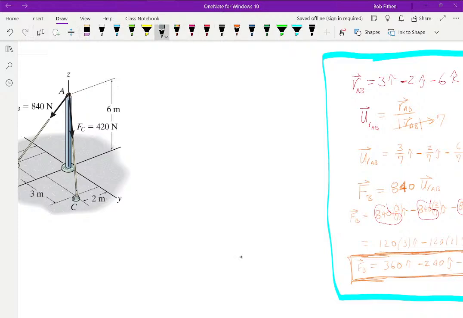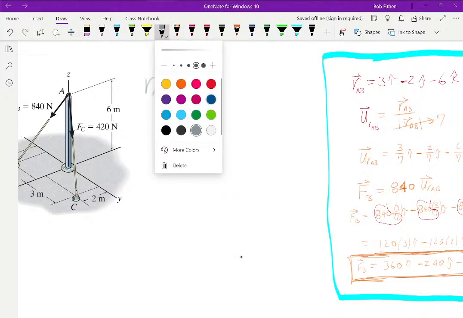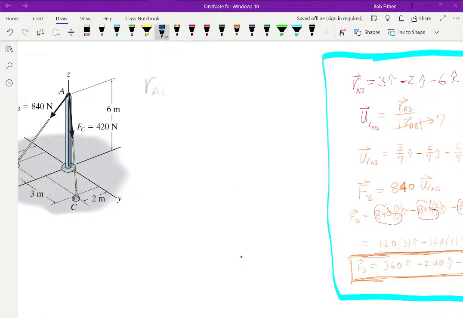So let's do it here. So we're looking for R, a vector drawing from A to C. So we want to draw a vector from here. R, A to C. So we're going to draw a vector down this cable in the direction from A pointing to C. Why are we drawing it in that direction? Because that's the direction that the cable is pulling.